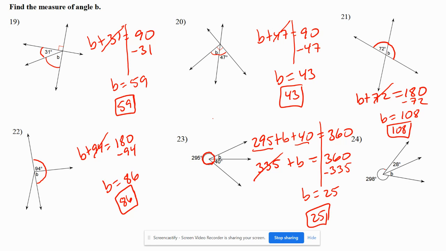Same thing with number 24. I see this whole arc is 298. I added it to 28 and added to B. So I have 298 plus 28 plus B equals 360. 298 plus 28, that's 326. I'm just going to write 326 plus B equals 360. Let me subtract 326. So 360 minus 326, that is 34. So measurement of angle B is 34.